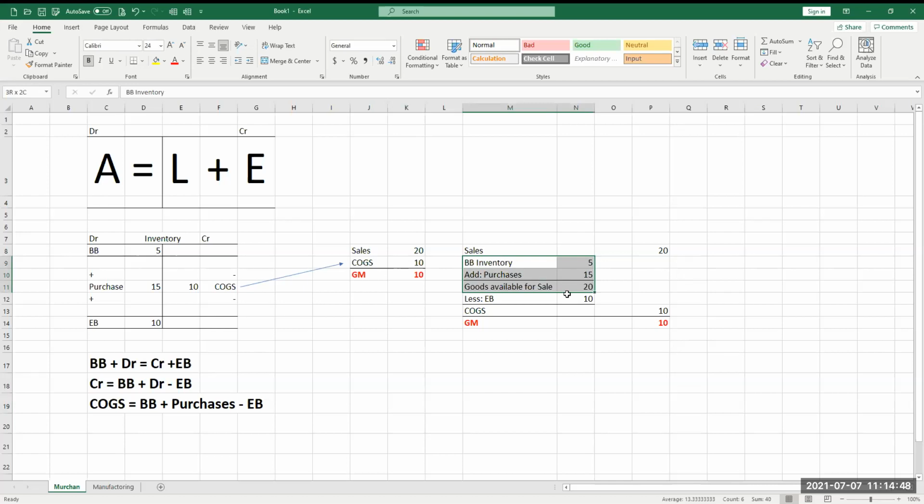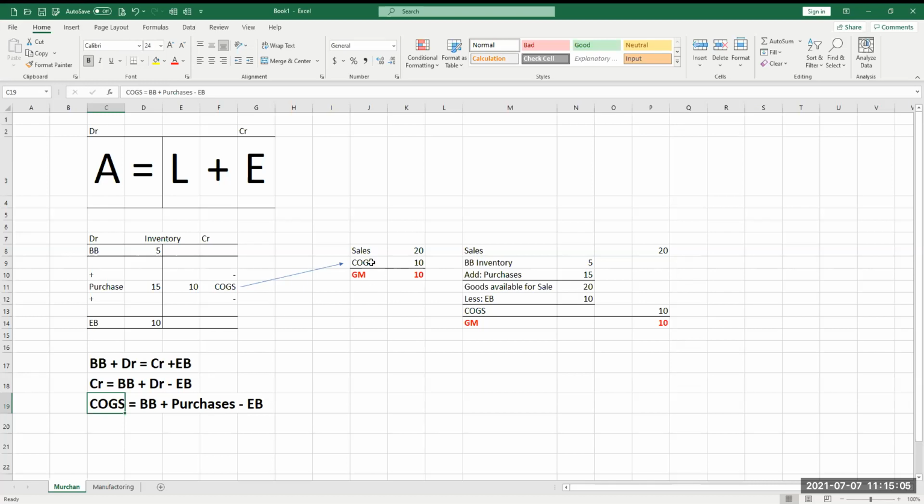Here I'm showing this calculation. Beginning balance plus the purchases minus the ending balance gives me cost of goods sold. That's exactly the calculation that I'm showing. Make sense? Yes. Nothing more, nothing less.